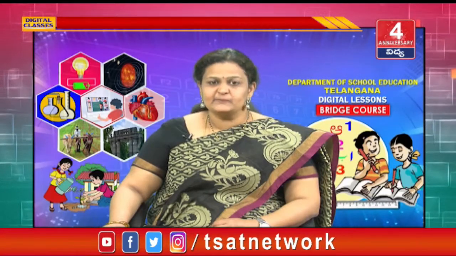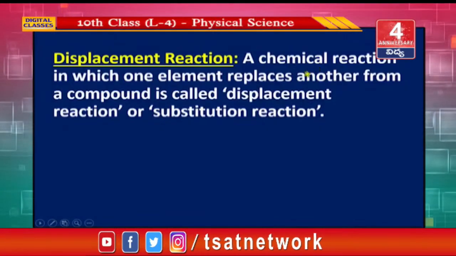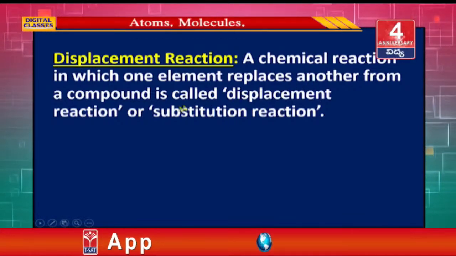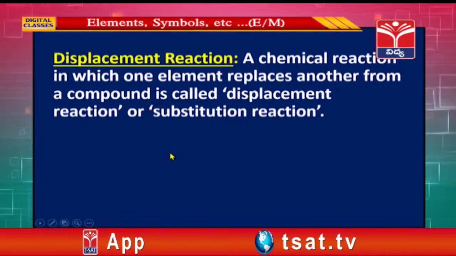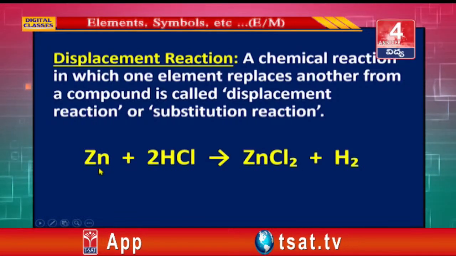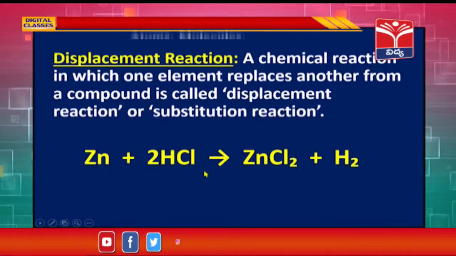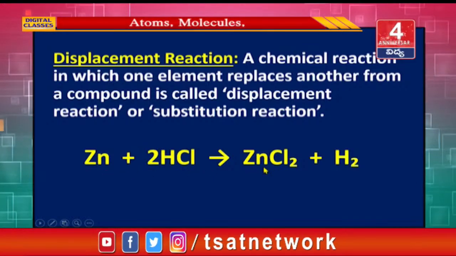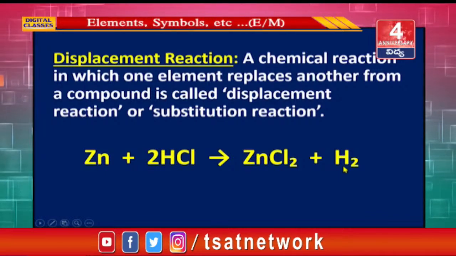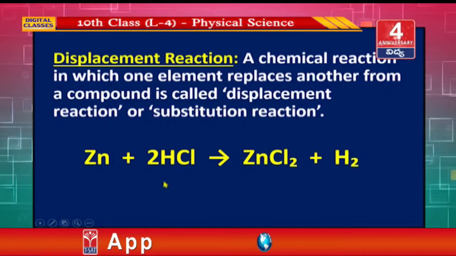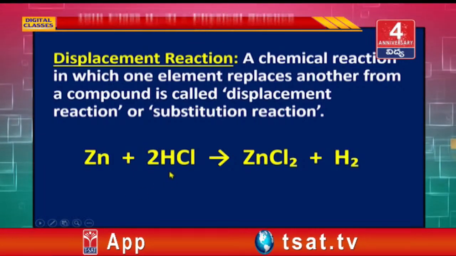The next one is the displacement reaction. A chemical reaction in which one element replaces another from a compound is called displacement reaction or substitution reaction. See this equation, children. Zinc plus 2HCl, hydrochloric acid. When you add zinc to hydrochloric acid, we have the formation of zinc chloride and hydrogen gas. So here zinc is displacing hydrogen. So this is called a displacement reaction.